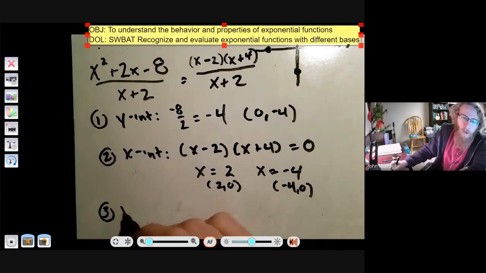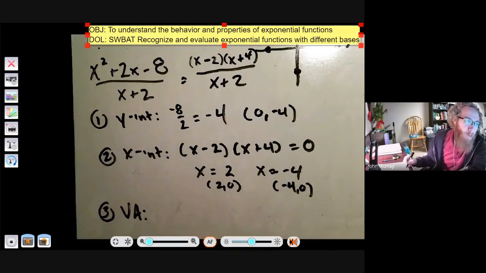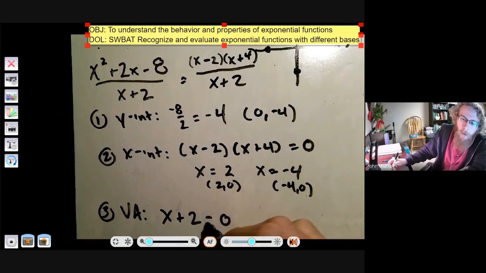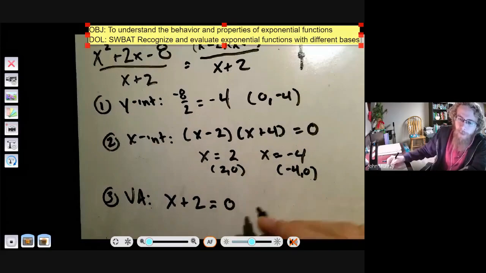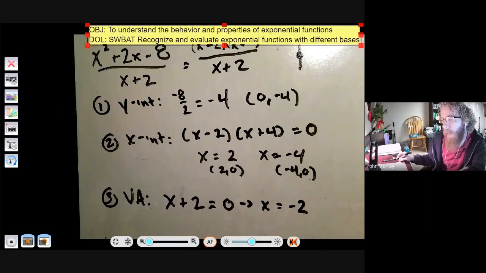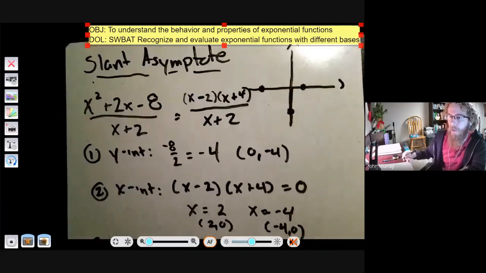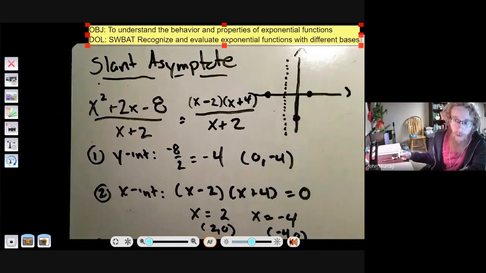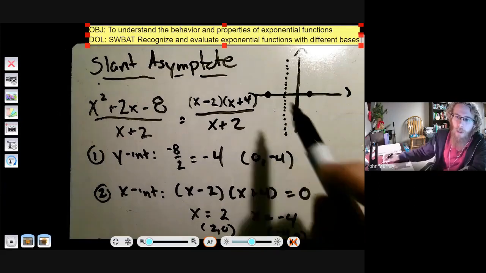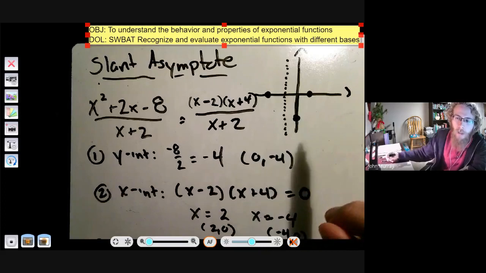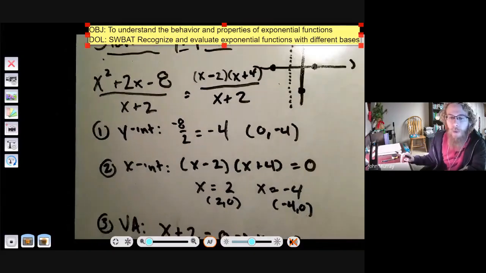So next we had our vertical asymptote. Remember, for that, we are going to set the denominator equal to 0. So our vertical asymptote is the line x equals negative 2. If you were sketching the graph, you would put a dotted line, an invisible line there at x equals negative 2. So again, this is good. We got some points on both sides, so I don't have to do any testing later. Hopefully everything kind of fits where it's supposed to be.